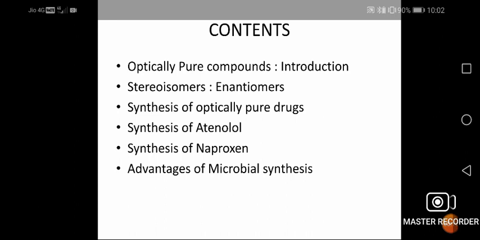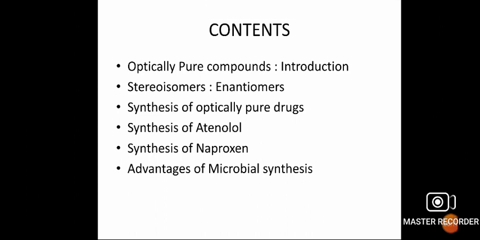Today I will be covering the contents about my topic as optically pure compounds, stereoisomers. Among them there are two types, that is enantiomers and diastereomers. I will be speaking about the enantiomers, then synthesis of optically pure drugs, then certain examples of optically pure drugs like synthesis of atenolol, then synthesis of naproxen, and advantages of this microbial synthesis of these optically pure compounds.